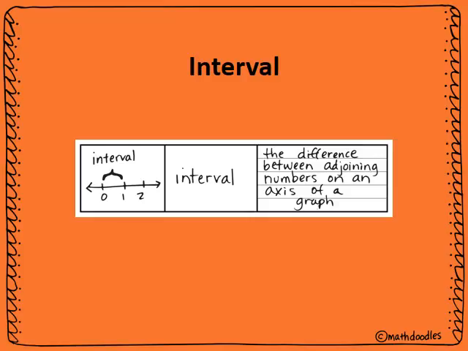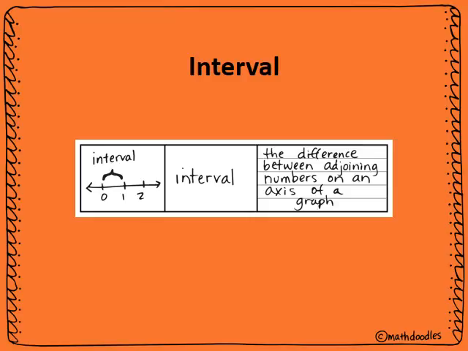Our next word is interval. It is the difference between adjoining numbers on an axis of a graph. So your interval will normally go on your y-axis, which is the one that goes up and down on the side. And the thing with interval is that you get to pick what your interval is. So if you want to count by twos, you can go 0, 2, 4, 6, 8 up the side of the graph. You can count by ones, so 0, 1, 2, 3, 4, 5 on the side of the graph. Or you can count by fives. You could go 0, 10, 15, 20, 25 on the side of the graph.